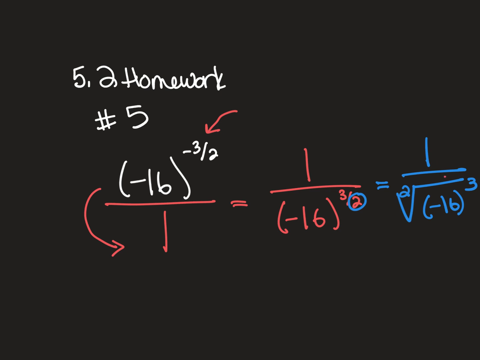Well, the square root of a negative I know is going to have an i. So I'm going to end up with 1 over 4i, because the square root of negative 1 is i and the square root of 16 is 4. But I still have the 3rd power here. So 4 to the 3rd power is going to be 4 times 4 times 4, which is 64.